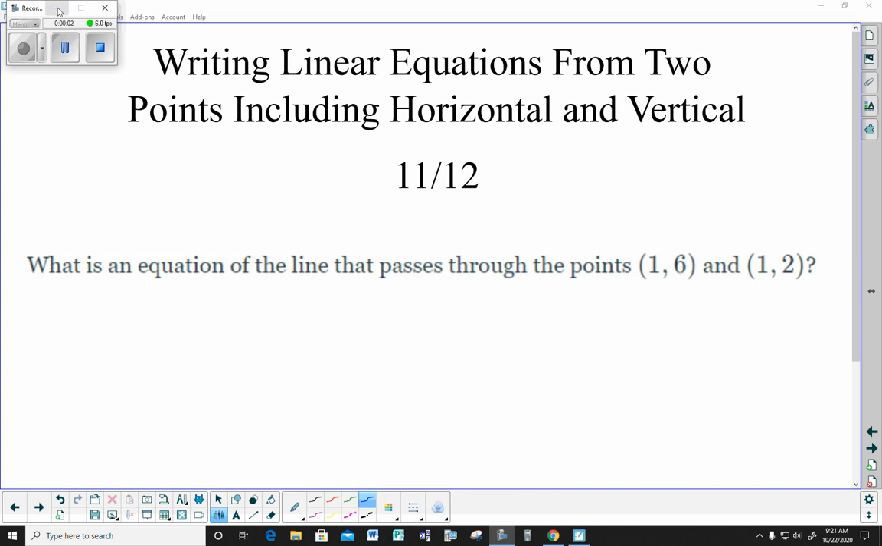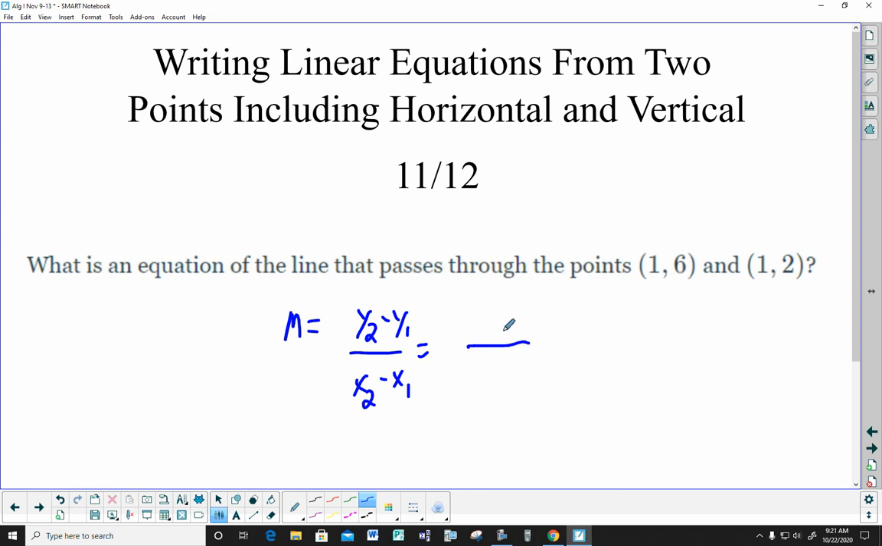Good morning, everybody. So, this is a podcast for the second set of assignments for this week, and you're going to be asked to find the equation of a line that passes through these 2 points. So, just like before, the first thing you have to do is find the slope. And remember that slope is your y values being subtracted over your x values.